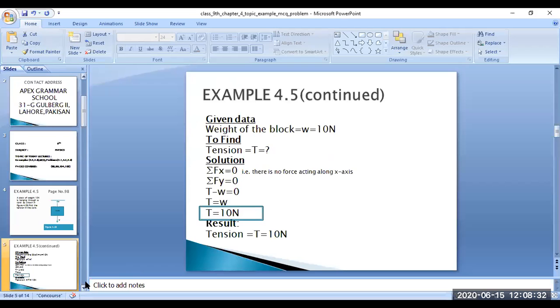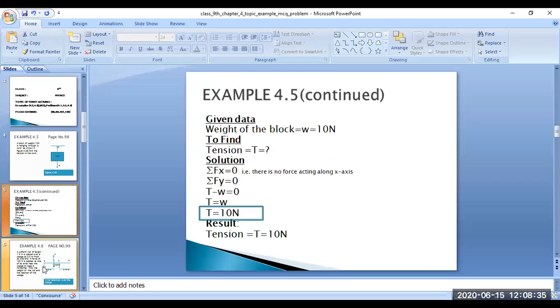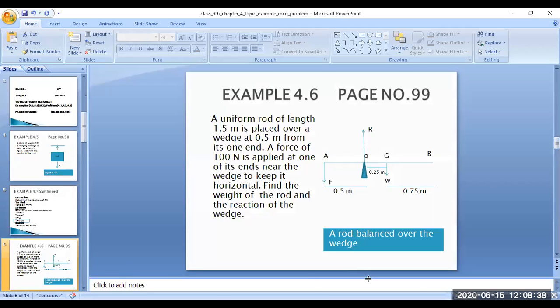Now we consider the next example, which is example 4.6 on page number 99. If you open page number 99, I will read the statement of example 4.6 first for you. A uniform rod of length 1.5 meter is placed over a wedge at 0.5 meters from its one end. A force of 100 newtons is applied at one of its ends near the wedge to keep it horizontal. Find the weight of the rod and the reaction of the wedge.